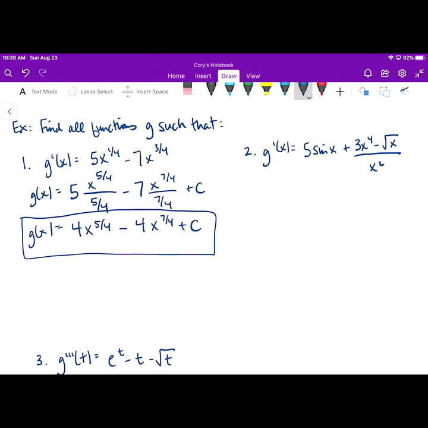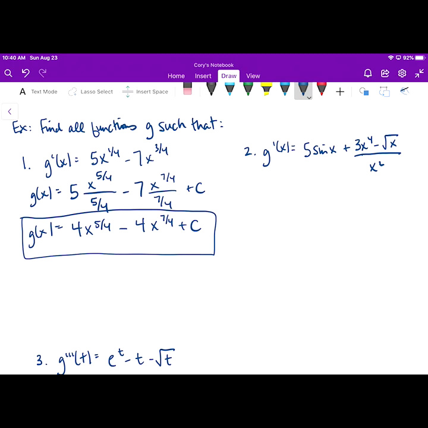Okay, we want to do the same thing with number 2. When we look at number 2, if I want to take the antiderivative of that function, the first term, 5 times the sine of x, is great. I can take the antiderivative of that the way that it's written. But when we look at the next quotient, 3x to the 4th power minus rad x over x squared, I can't look at that function the way that it's written and figure out the derivative of what function is going to look like that.